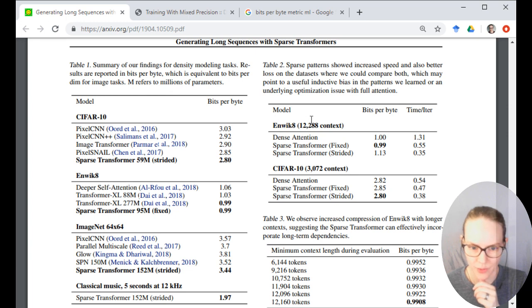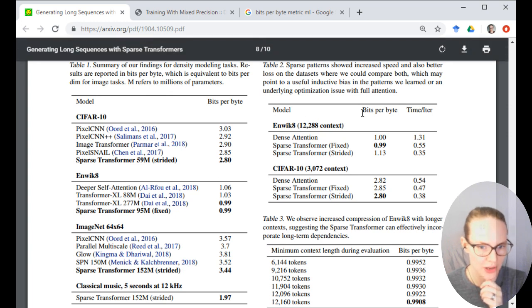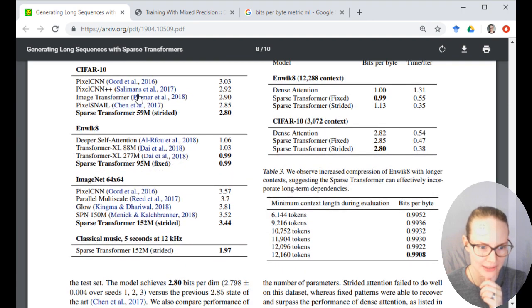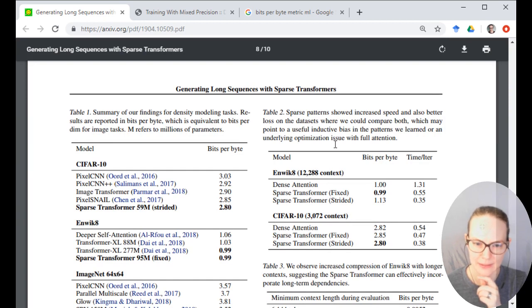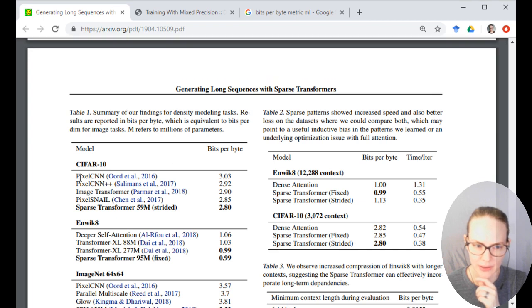All right, so they're saying for the ones where we could compare both, so I'm guessing that for CIFAR, they don't have that available. Speed and better loss. Why wouldn't you be able to know how long things took if you're training the model? And I'm assuming this is training speed and not inference speed. Yeah, time per iteration. So that sounds like training to me.